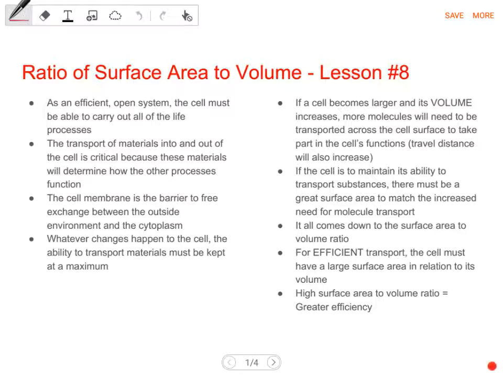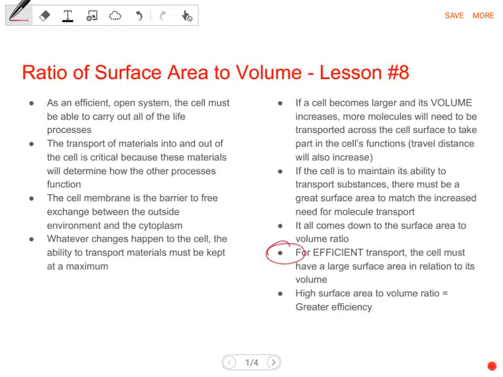More molecules will need to be transported across the cell surface to take part in the cell's function. If the cell is to maintain its ability to transport substances, there must be a greater surface area to match the increased need for molecule transport. So basically, what I'm trying to say here is, as a cell becomes bigger, that increases the volume, but then so does the surface area of that cell. And it's all about right here. For efficient transport, the cell must have a large surface area in relation to its volume. High surface area to volume ratio equals greater efficiency.